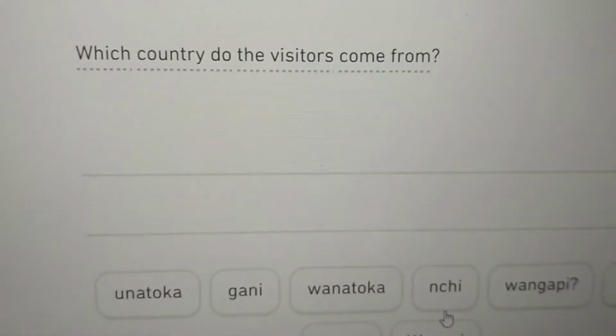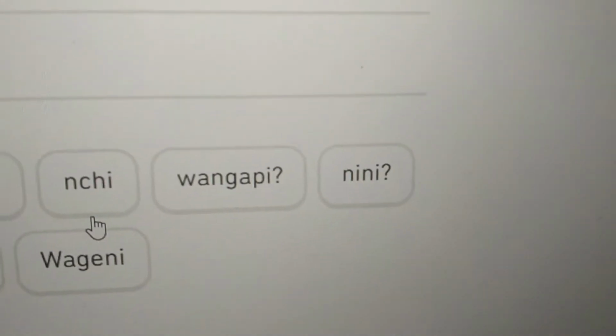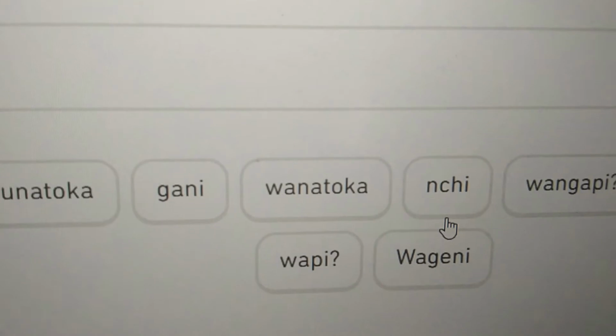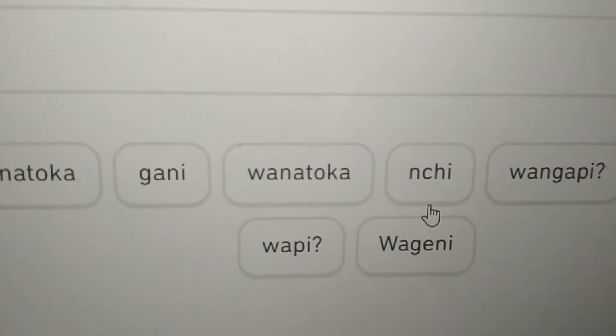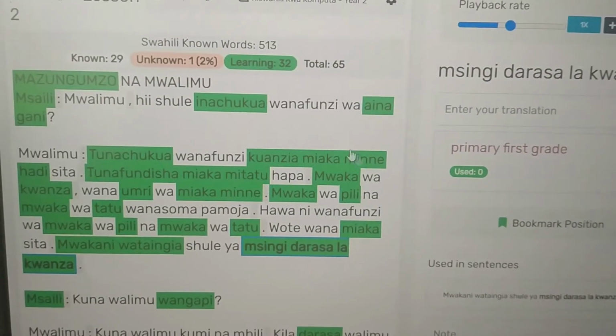But we'll see. What I noticed doing Duolingo is that I can't differentiate between gani and nini. They both mean what, or maybe gani means which. I'm not completely sure, but that's something I'm going to keep my eye out for to be able to separate them. I thought it might be interesting for me to show you just a little snippet of how I go through these.